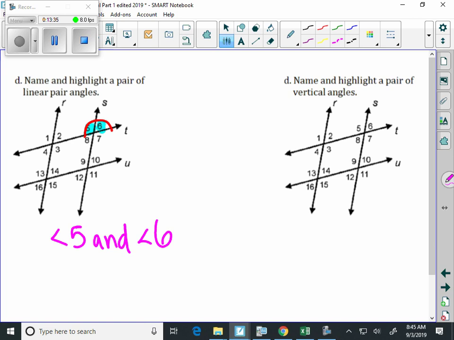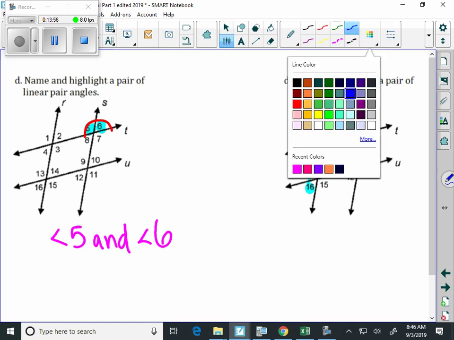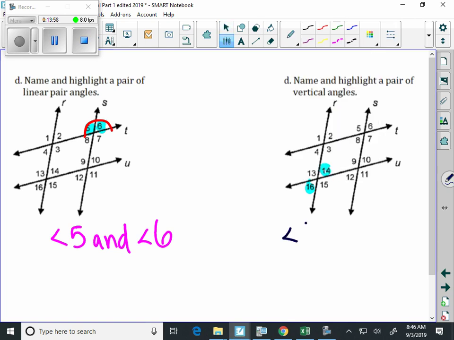And lastly, vertical angles. Well, there's lots of choices in here. How about 16 and 14 for a couple of different choices there. There's our opposite angles. Angle 14.